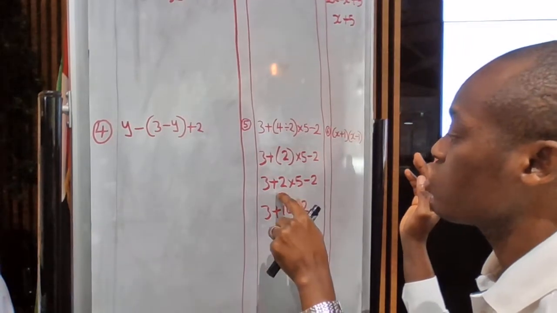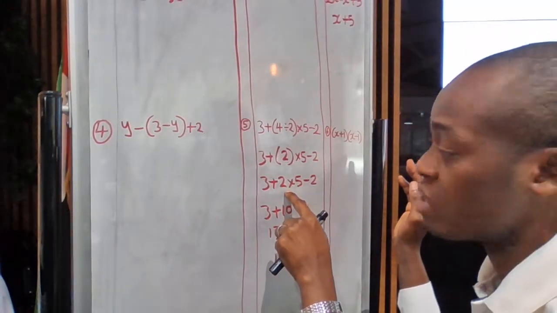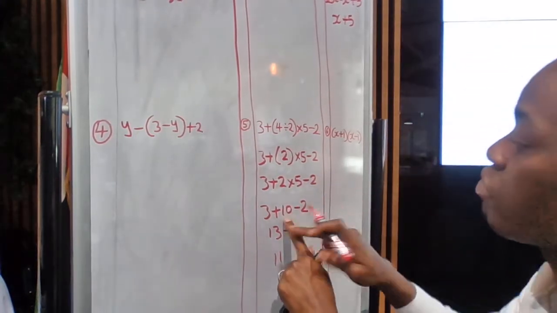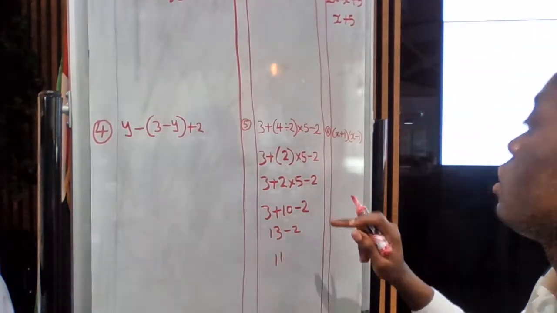So you solve the next one with the use of BODMAS. Multiplication before addition gives us 10. This and this, then we solve this.